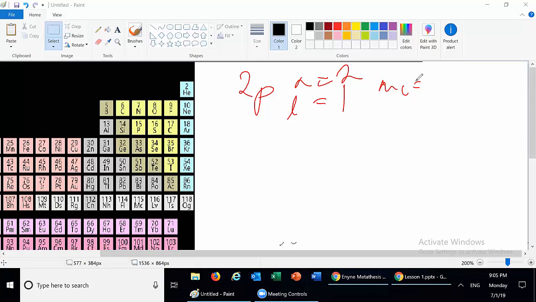What about the possible values of m sub l? It's, wait, l is 1, so it's -1, 0, or 1. Right. So this tells us how many p orbitals there are? 3. Right, good. And that means we can have 6 electrons, right? Yeah. So we can put 6 electrons into the 2p orbitals. And this might be a good place to illustrate what I mean by m sub l.